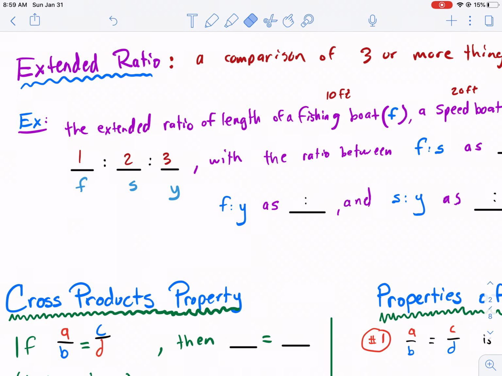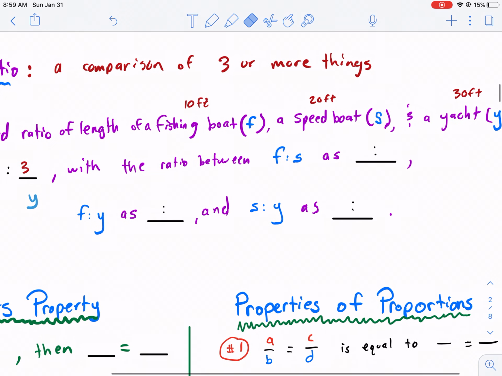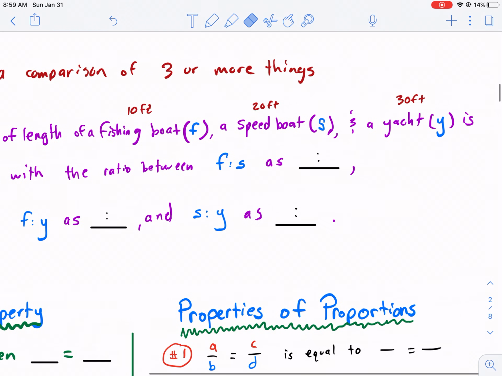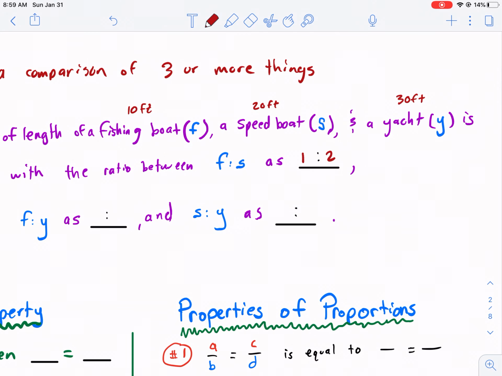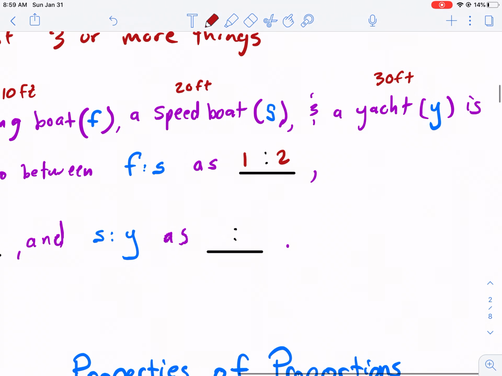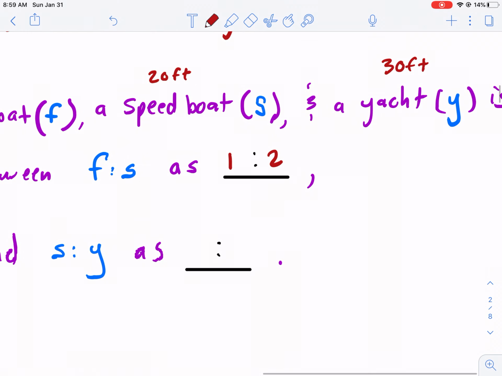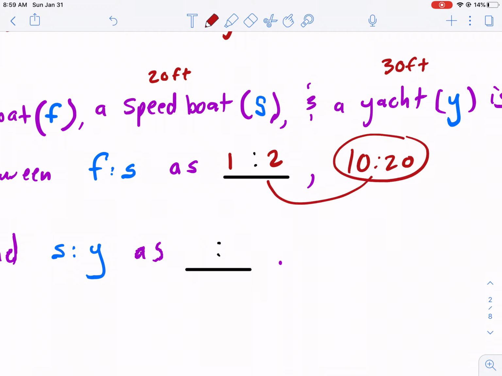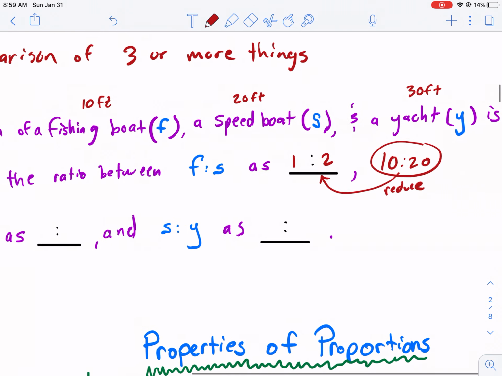Now between those, that 1 to 2 to 3 ratio, we could write the ratio of F to S as 1 to 2. That means the speedboat is twice as big as the fishing boat. For every 1 foot the fishing boat is, the speedboat is 2 feet. Again, we can reduce ratios to be in smallest terms.